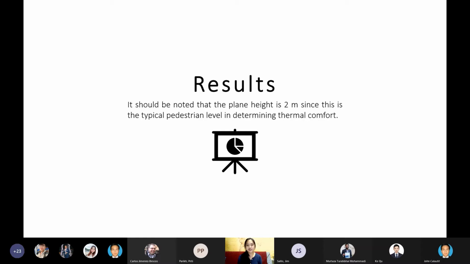Okay, so the results. Note that in all the contours that I will be showcasing, the plane height is at 2 meters, which is the typical pedestrian level in determining thermal comfort.